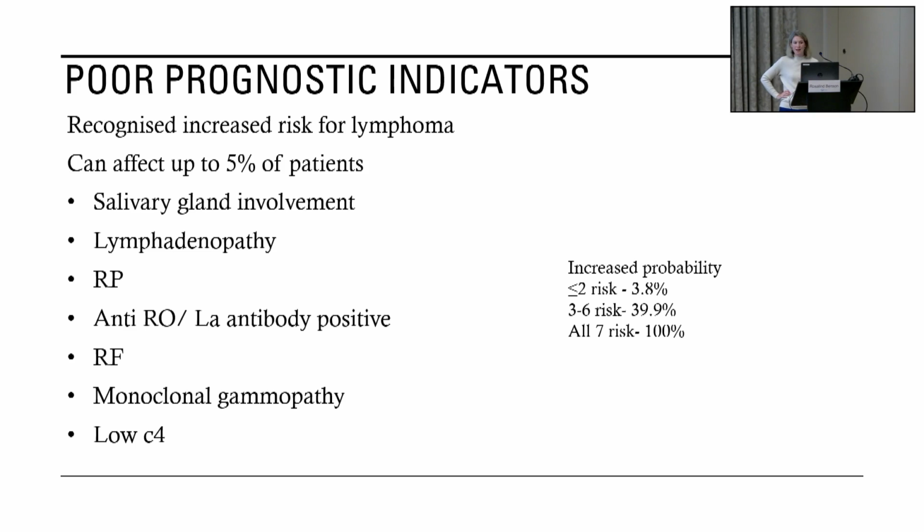So salivary gland involvement, previous lymphadenopathy, if you have Raynaud's, Ro/La antibody positivity, monoclonal gammopathy. And you can see from looking at this, if you look at the number of risks you've got, if you've got all 7, you're at very high risk of getting lymphoma. So they'd be the sort of people that we may well see more than every 12 months.